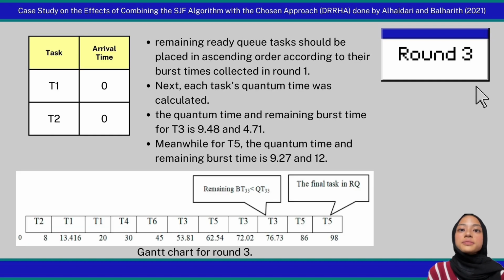Lastly, in the third round, they sorted the remaining tasks according to their burst time and again calculated the completion time and remaining burst time. All tasks were rearranged and executed as shown in the Gantt chart.